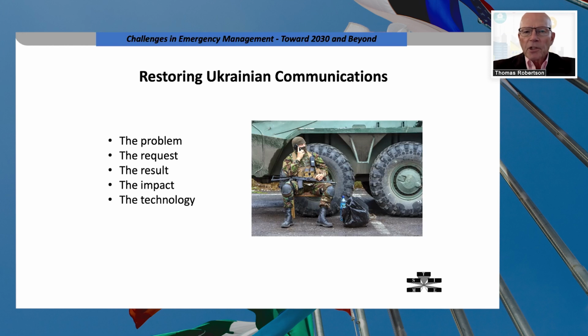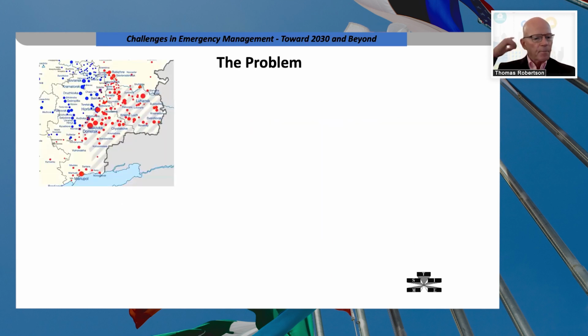In my talk, I'm going to start with a description of the sequence of events that led to the loss and restoral of the communication, and talk about the impacts this had. Then I'll talk about the technology that made all of this possible. The problem.